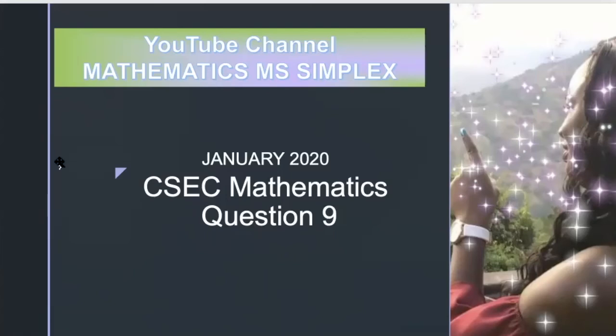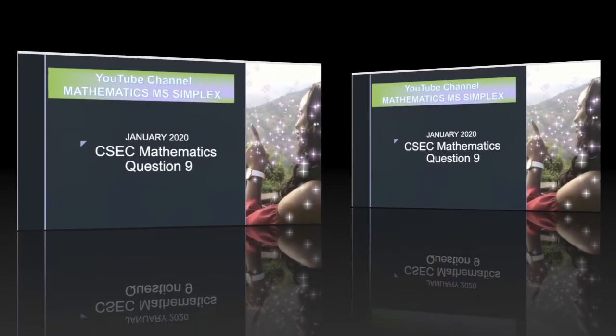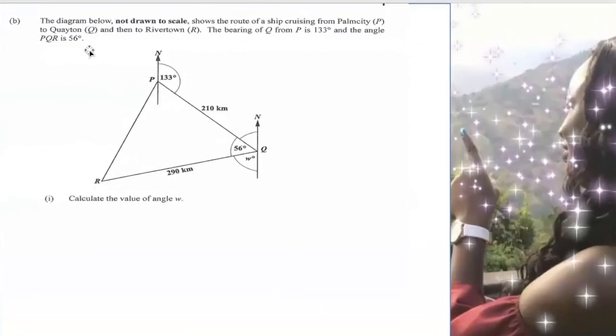Welcome back, guys. Today we'll be doing January 2020 CSET Mathematics Question 9, Part B. Last time I did Part A, now I'll be looking at Part B.